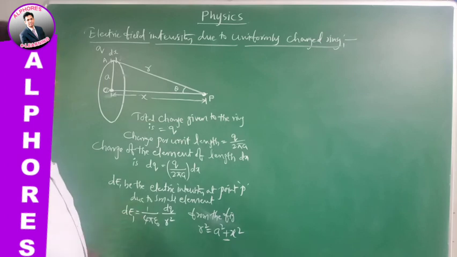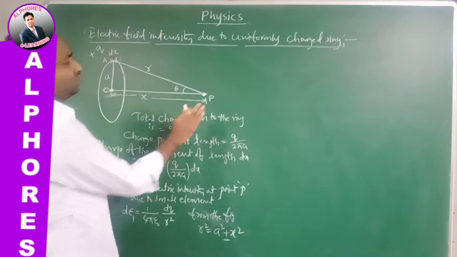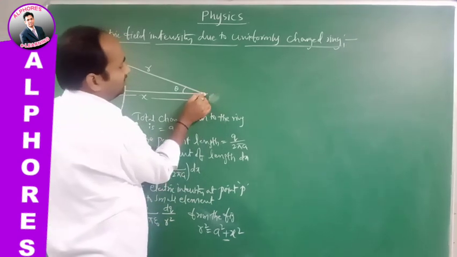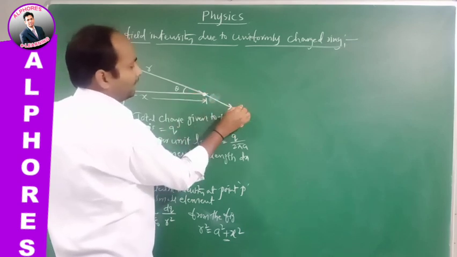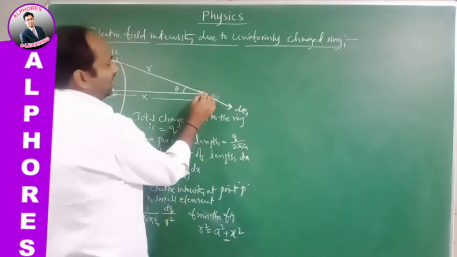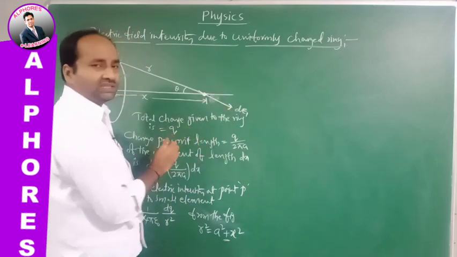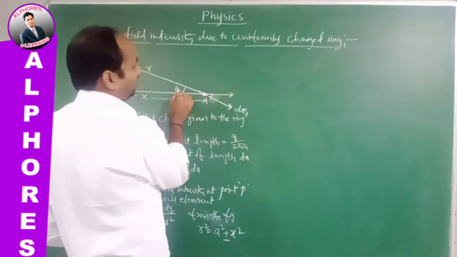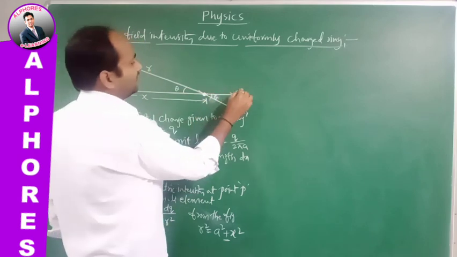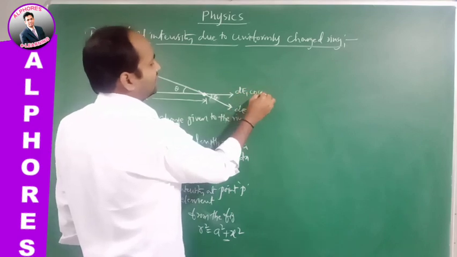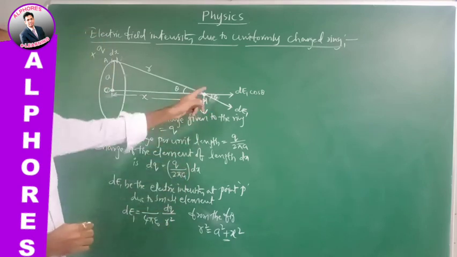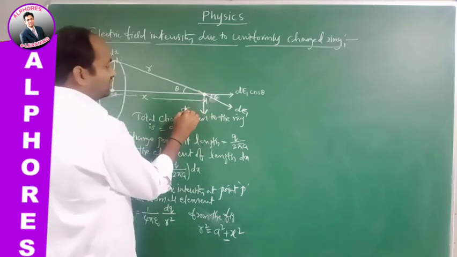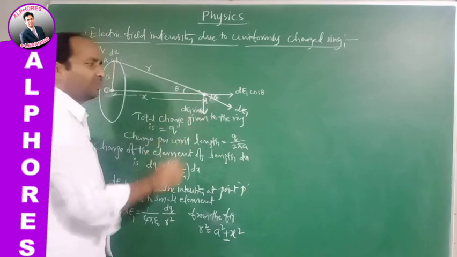Now dE1, what is its direction? This is a positive charge, we are given a positive charge plus Q. So the direction is radially outwards. This is the direction of dE1. Now resolving dE1 into components. The horizontal component along the axis is dE1 cos theta. The vertical component is downwards, and it is dE1 sin theta.